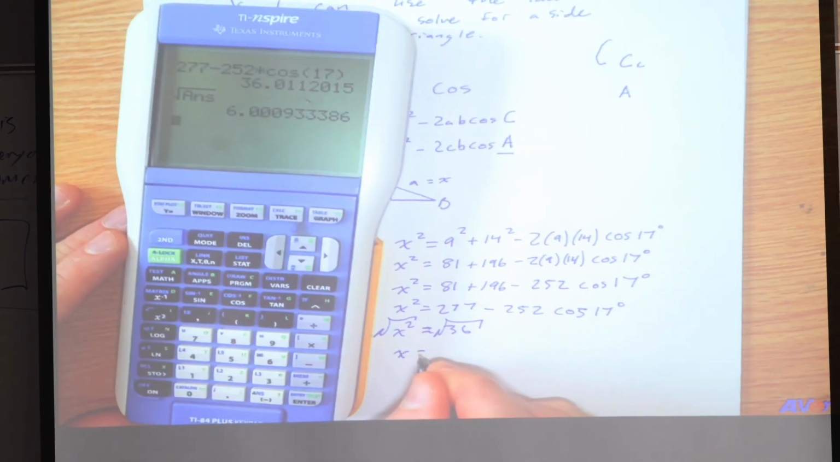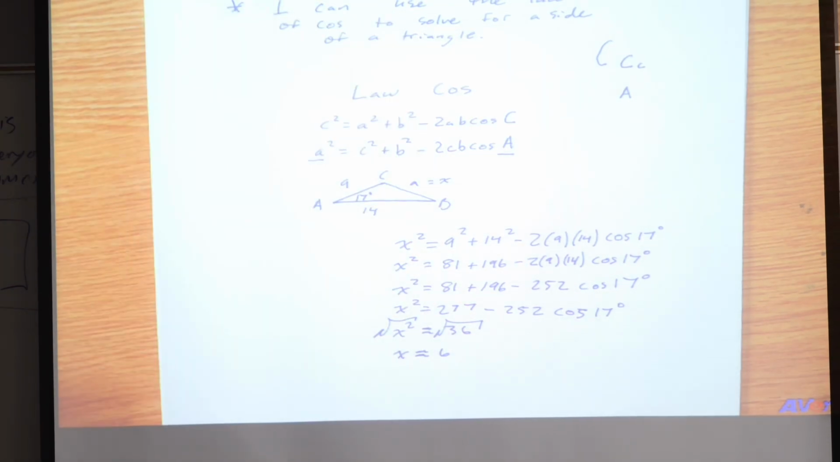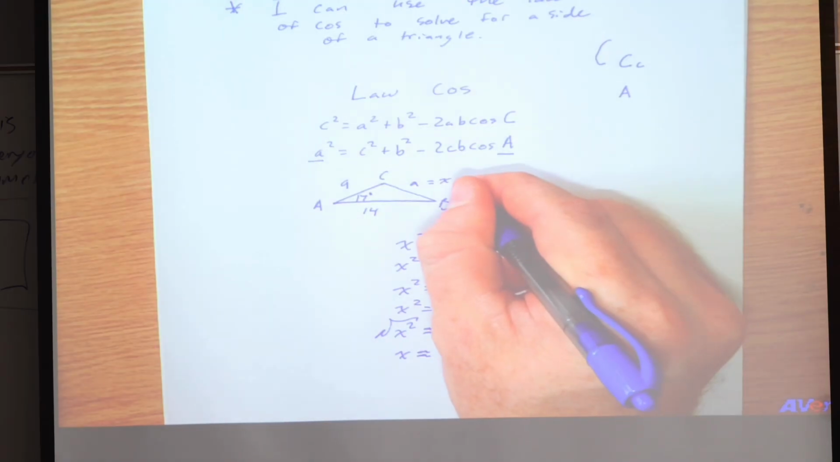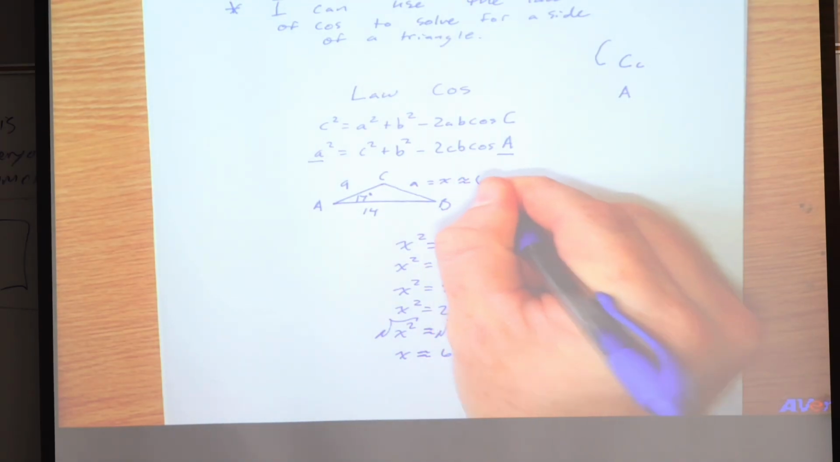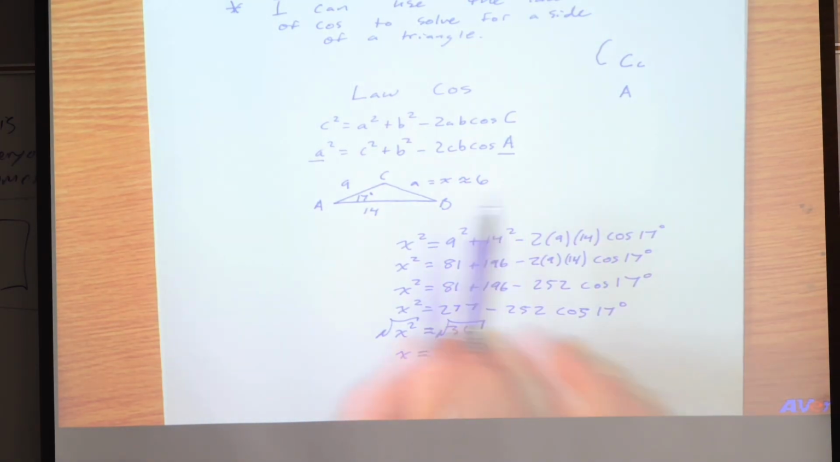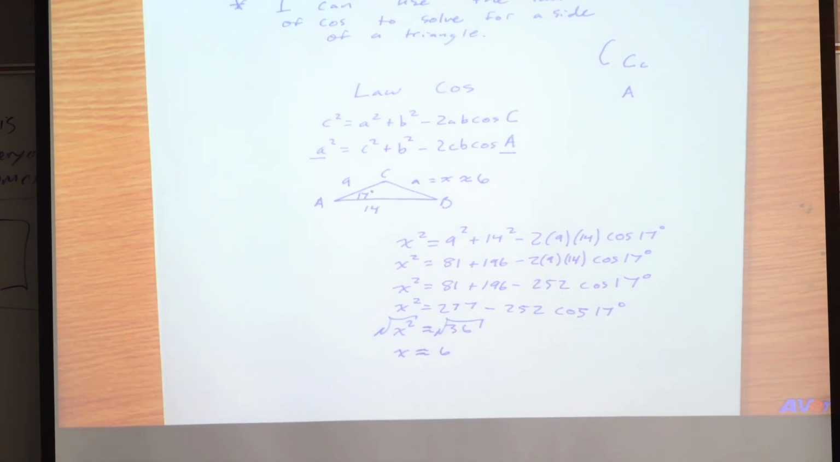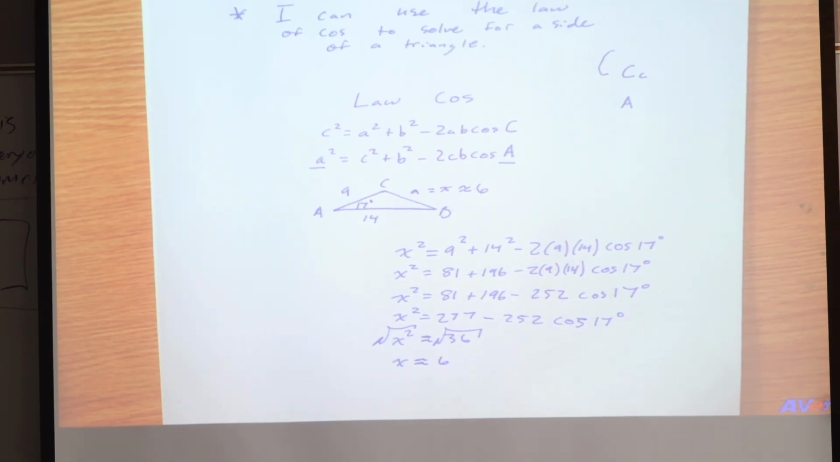So x is approximately 6. All right, take a look at this. See if it makes sense. Our x would be approximately 6. Does the sum of our two smaller sides, is that greater than our larger? Yep, it works. It makes sense. There is the law of cosine.